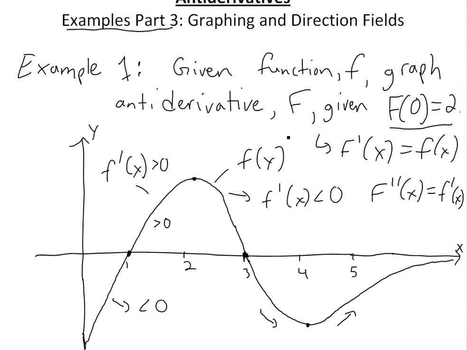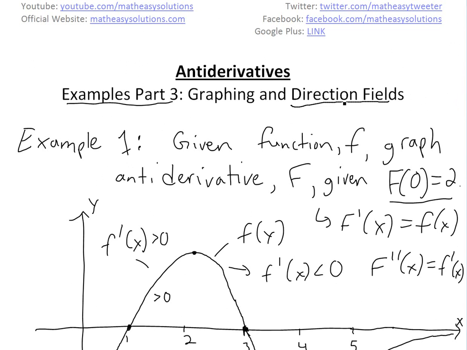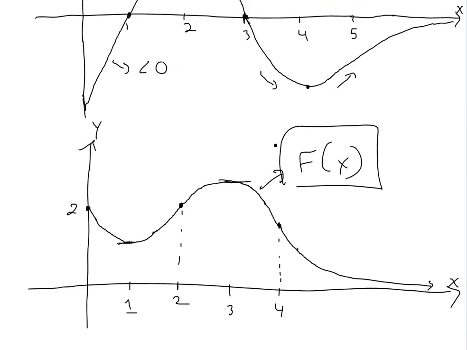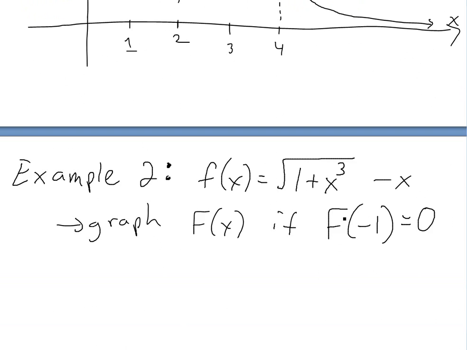Now I'll show you an example using directional fields. This one's going to be a bit more accurate drawing of this. Okay, so now if we're given this example here, example 2, graph f of x is equal to square root of 1 plus x cubed, minus x, graph the antiderivative of f of x, if f of negative 1 is equal to 0 here.